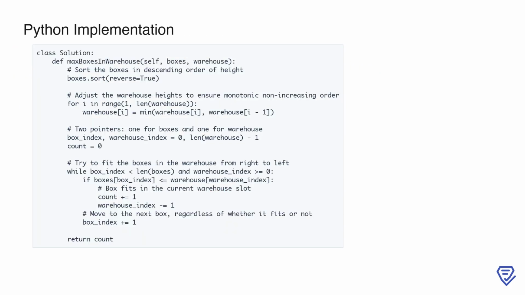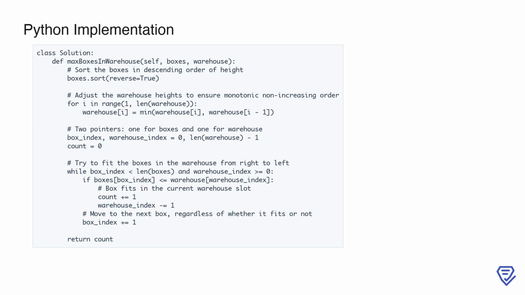This solution solves the problem of maximizing the number of boxes that can be placed into the warehouse, given both the warehouse's height constraints and the box dimensions. Step-by-step explanation. 1. Sorting boxes. The first step is to sort the boxes array in descending order. Larger boxes are harder to fit, so we attempt to place them first. Sorting ensures we prioritize bigger boxes when filling the warehouse.